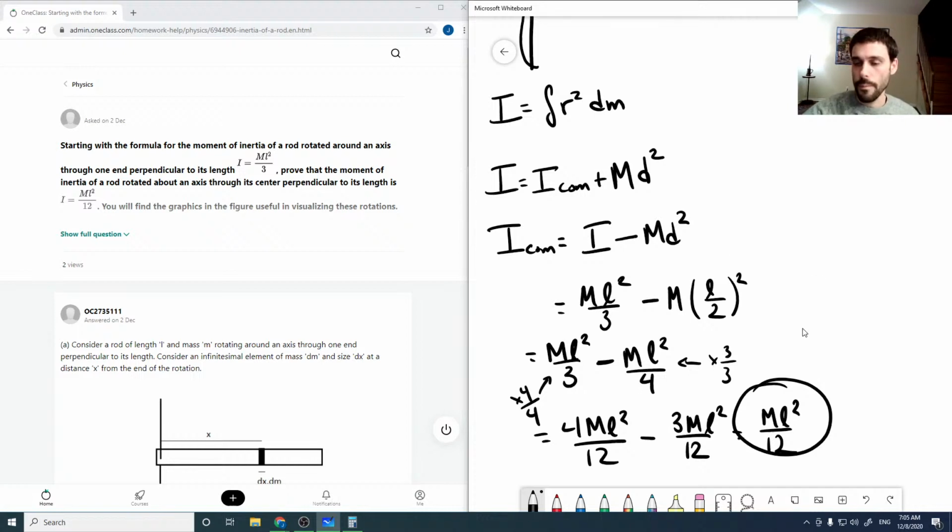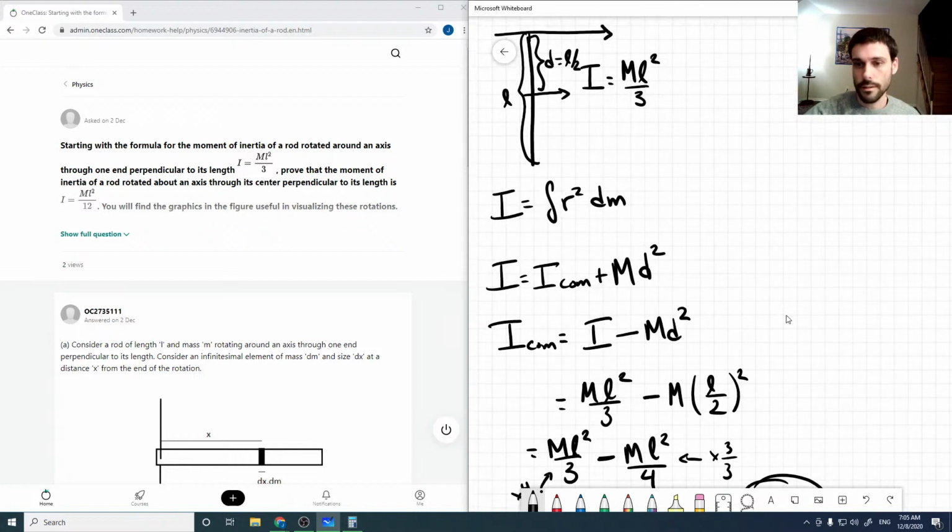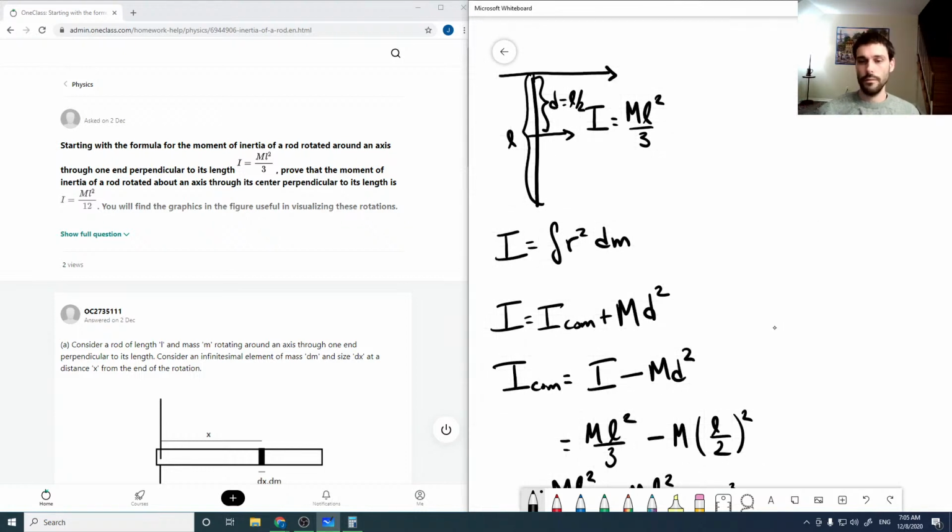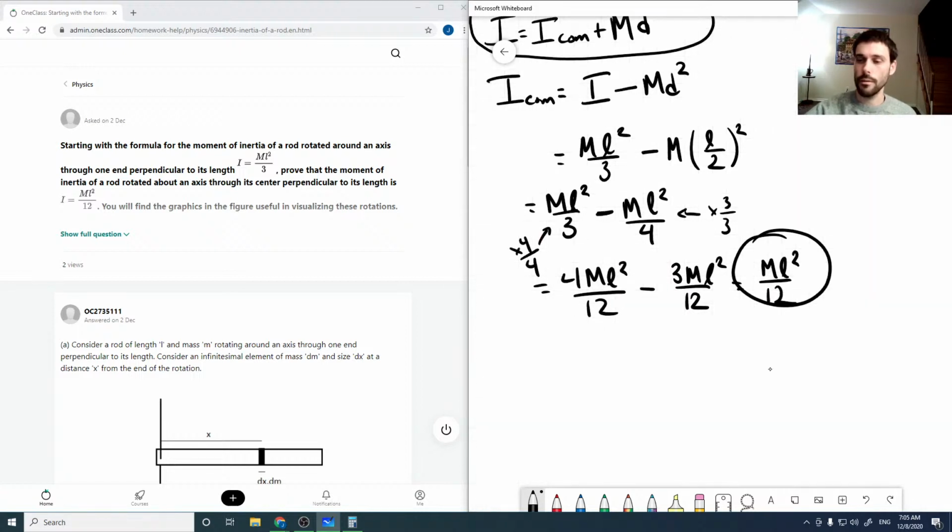So again, just to reiterate this equation here: if you have the moment of inertia about an axis which passes through its center of mass, you can find the moment of inertia about any axis which is parallel to that by just adding md squared. So you can easily translate any moment of inertia with that equation.